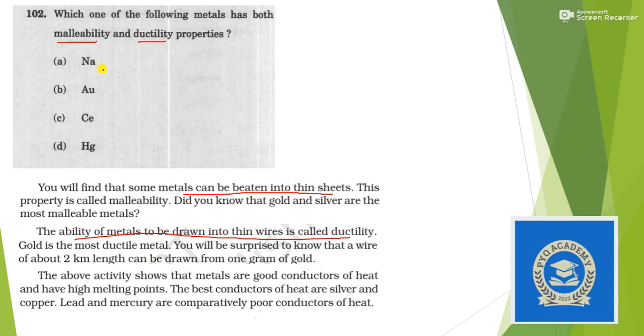There are various examples. Coming to the options, we have sodium, aurum, that is gold, cesium, and Hg, that is mercury. Gold is the most ductile metal, and you can see gold and silver are most malleable. So gold is the metal which has both the properties of malleability and ductility. Okay.